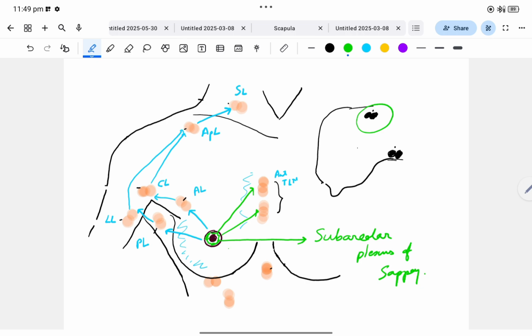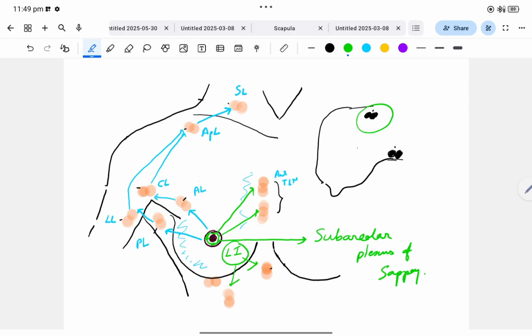Now we will see the lymphatics from the lower and inner quadrant of the breast. So this is the lower inner quadrant of the breast. We have seen that we have divided the breast into four parts. So this is the lower and inner quadrant of the breast, which communicates with the subdiaphragmatic and subperitoneal lymph plexus. So this was subperitoneal and this was the subdiaphragmatic lymph plexus.